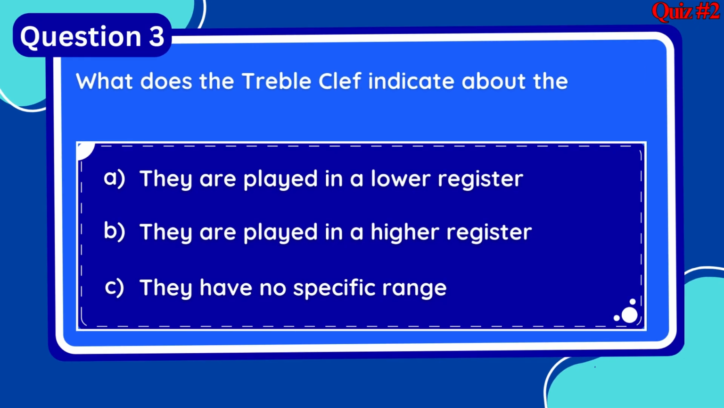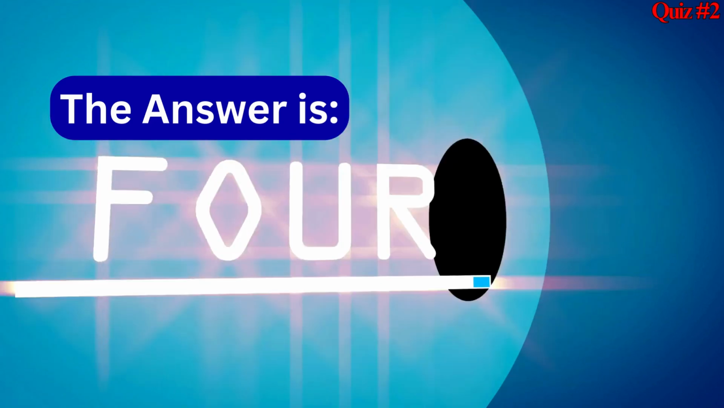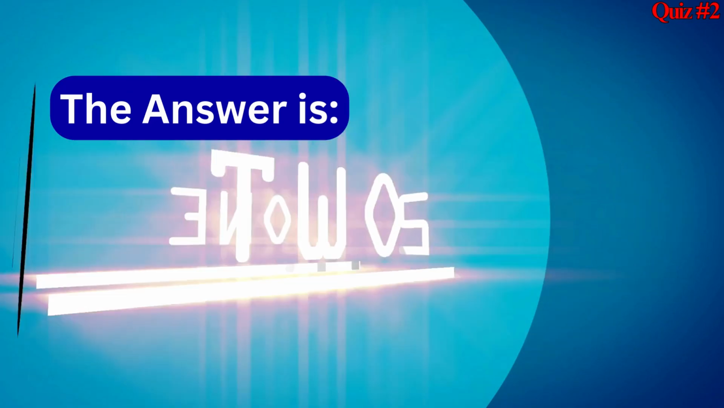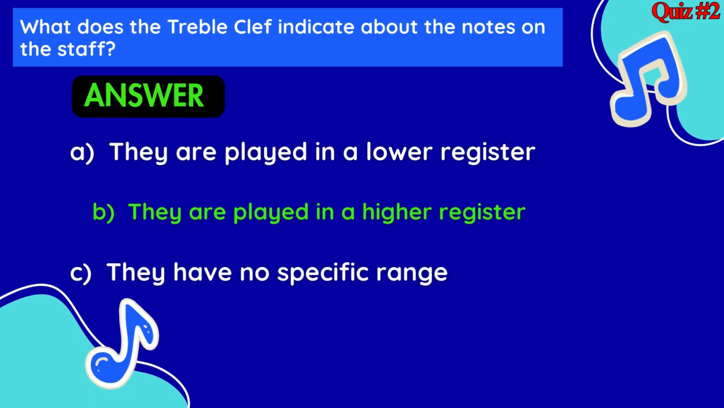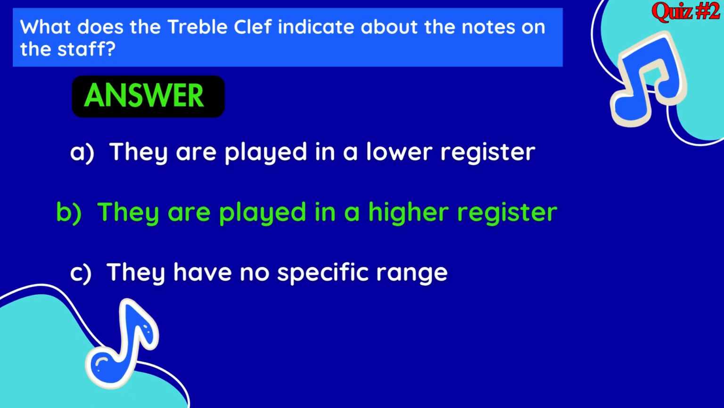Question 3. What does the treble clef indicate about the notes on the staff? A. They are played in a lower register. B. They are played in a higher register. Or C. They have no specific range. And the answer is B. They are played in a higher register.